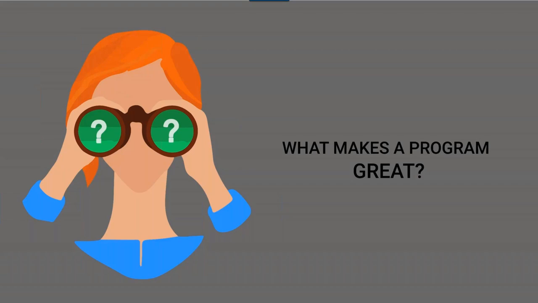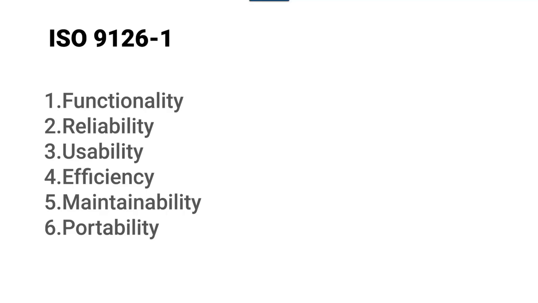So we started thinking, first, what makes a program great? We wanted to start from scratch. What makes a program great? So we just went to the ISO, which tells you what your software needs to have in order to be great. So it's functionality, reliability, usability, efficiency, and so on.